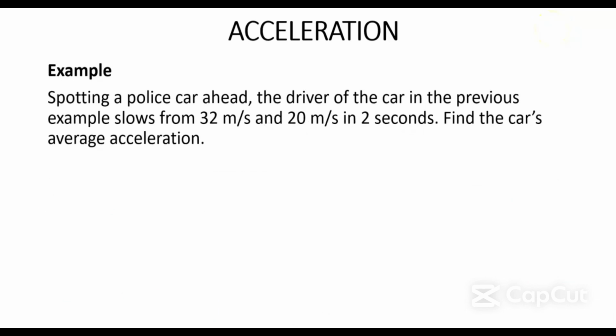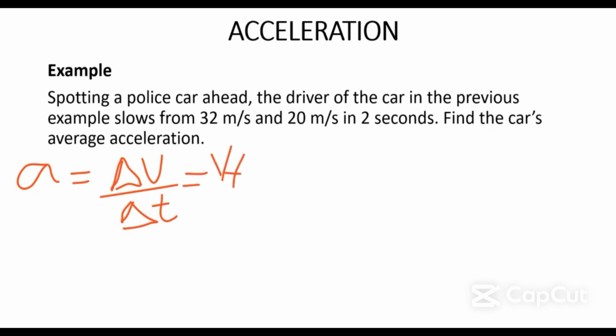Spotting a police car ahead, the driver of the car in the previous example slows from 32 meters per second to 20 meters per second in 2 seconds. Now, find the average acceleration. Like we mentioned, here we're looking for the acceleration, which is equal to the change in velocity over the change in time, that is Vf minus Vi over the change in t.